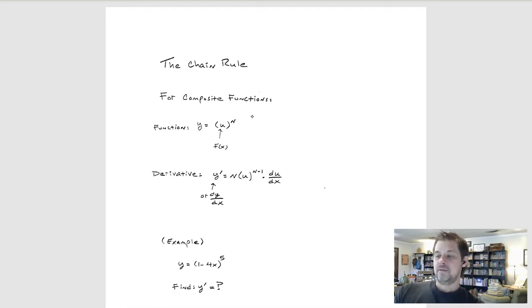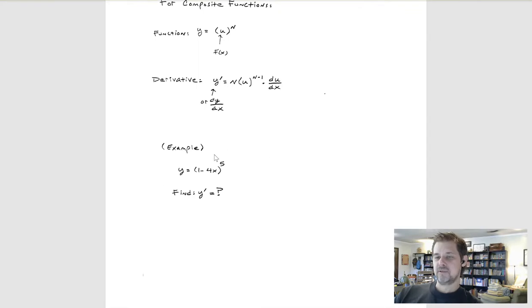Now, in the assignment that I'm making and posting this for, there's only one kind of composite function that we'll see, and it will be a function of the form y equals u to the n power, where u is some other function, some formula that involves x, or whatever the variable is, okay? So that would be like this one. See this one? y equals (1 minus 4x) to the 5th power.